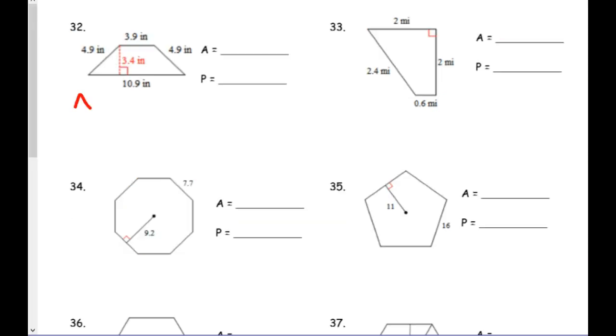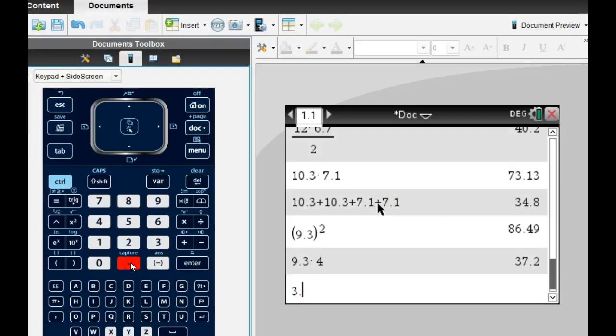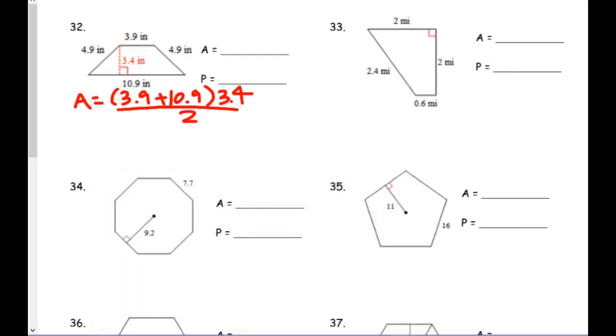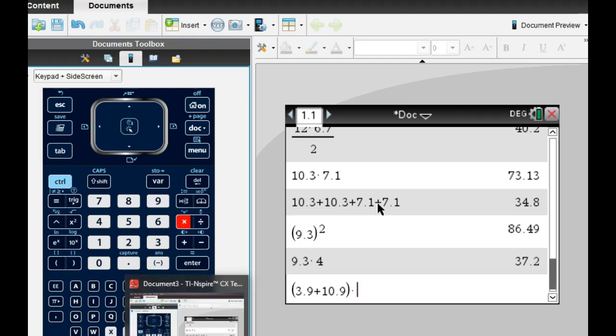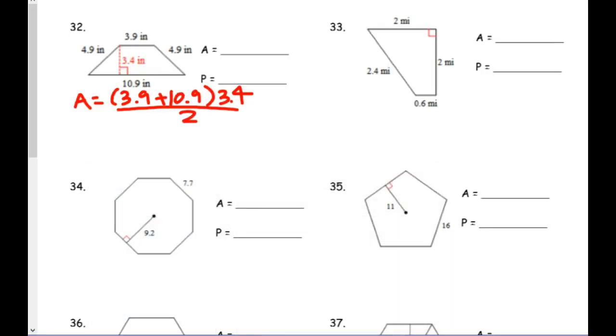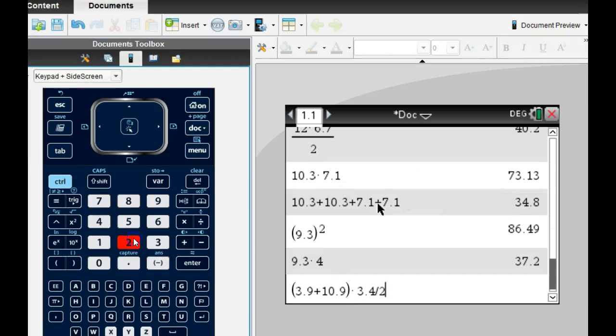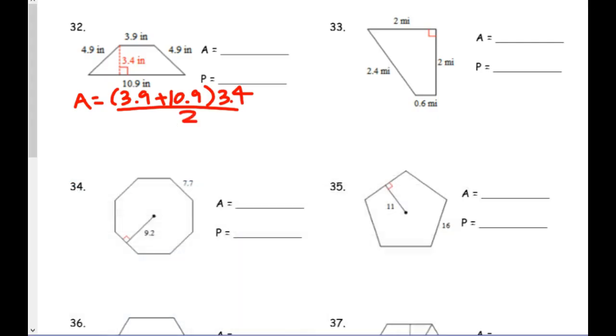Trapezoid, so remember for area it's base 1 plus base 2 times the height divided by 2. Oops, don't forget the parentheses. So it's 3.9 plus 10.9. Remember it's plus, not multiply, and then you multiply it by the height, which is 3.4, and then we divide by 2, 25.16 inches squared, right?